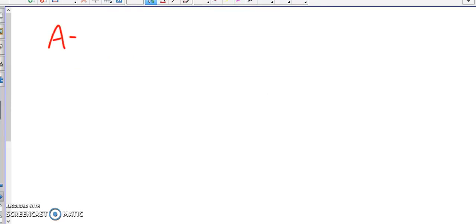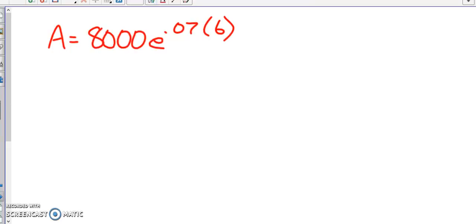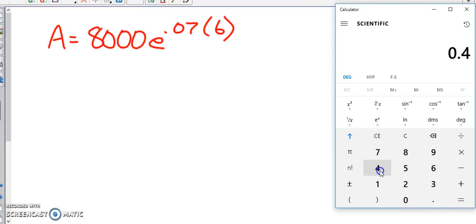So, we'd have 8,000, this would be e to the 0.07 times 6. 0.07 times 6 is 0.42. So 0.42, raise e to that power, times 8,000 gives you $12,175 and change.